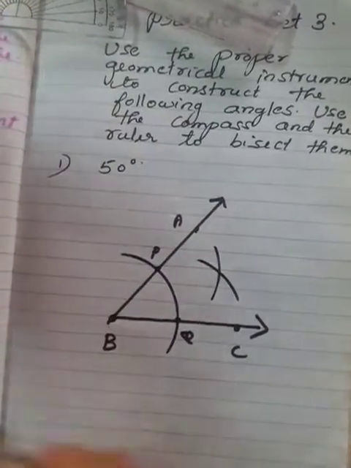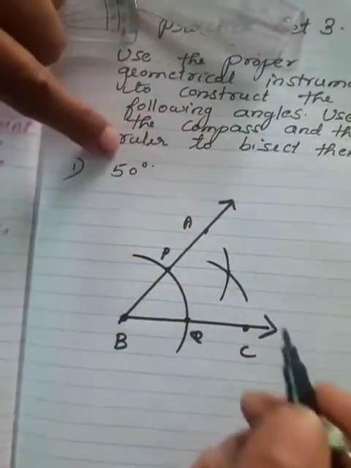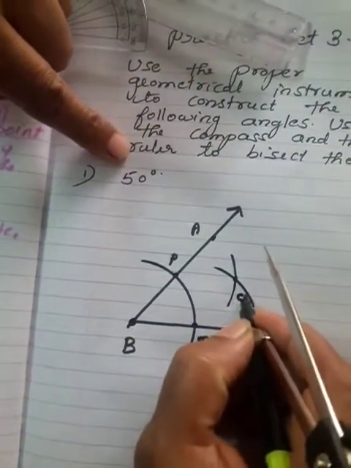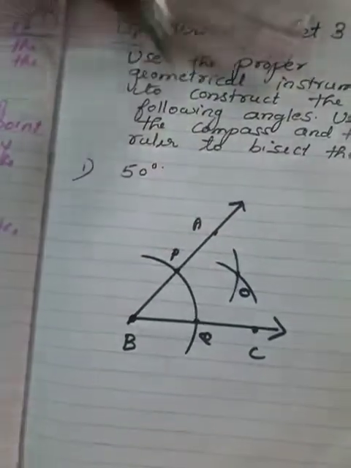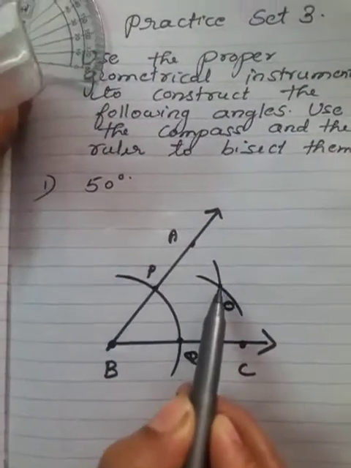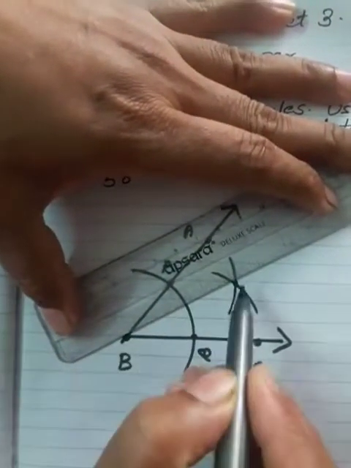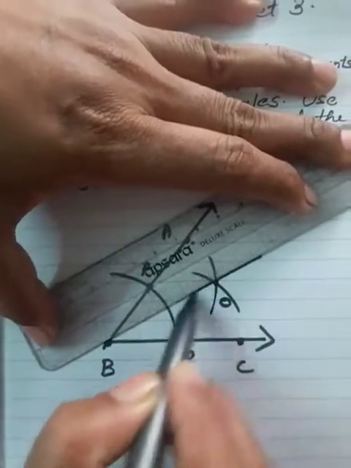So these two arcs intersect each other at one point. This is the intersection point, correct? Suppose I name this as O. So these two arcs intersect each other at one point. Now join O and B.